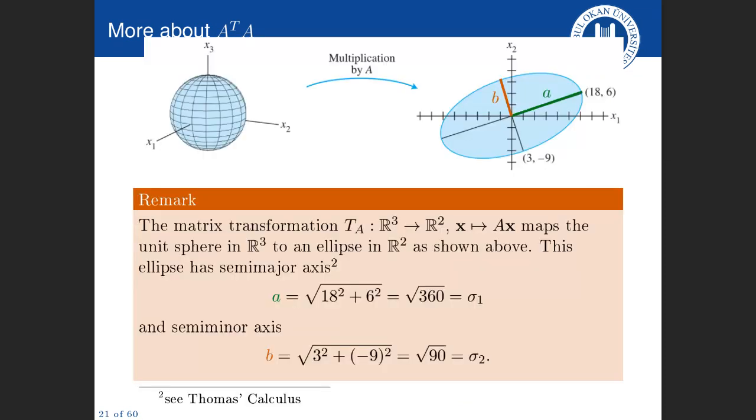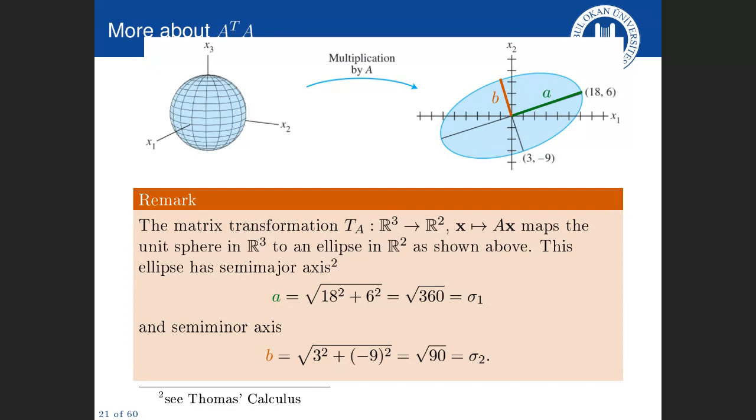What do singular values mean? Well, think about this matrix transformation, the same matrix we've just done. This transformation maps the unit sphere in R3 to the ellipse that I've drawn here in R2. The biggest radius of this ellipse, which I'm calling A here, that's called the semi-major axis, is also the square root of 360, or sigma 1. And the smallest radius of this ellipse, which I'm calling B, or semi-minor axis, is the same as sigma 2.